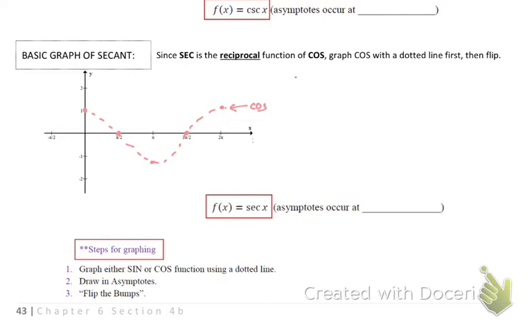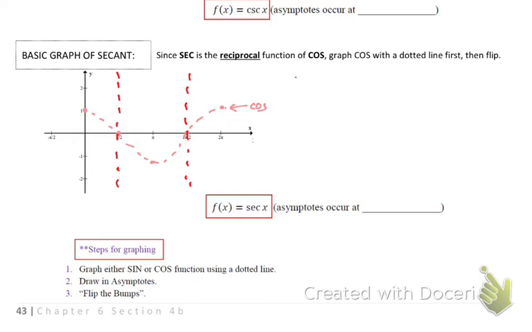Once again, our next rule is put vertical asymptotes where it hits the sinusoidal axis. In other words, where are those middle points? It's pi over 2 and 3 pi over 2. So we should put vertical asymptotes there. So vertical asymptotes at pi over 2 and 3 pi over 2. Vertical asymptotes, check. Next step, flip the bumps.